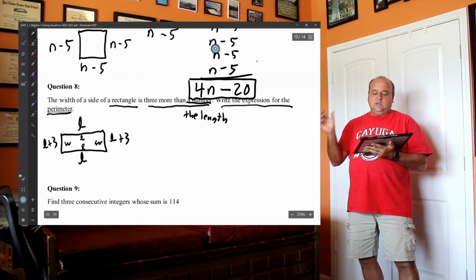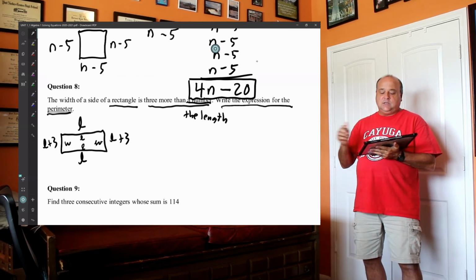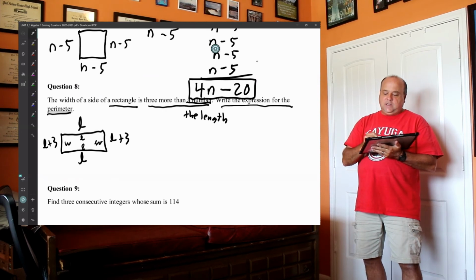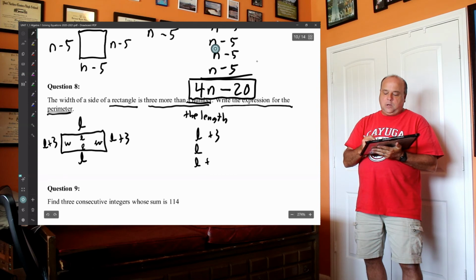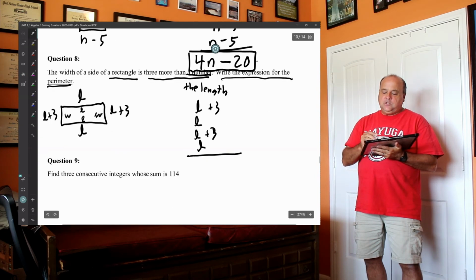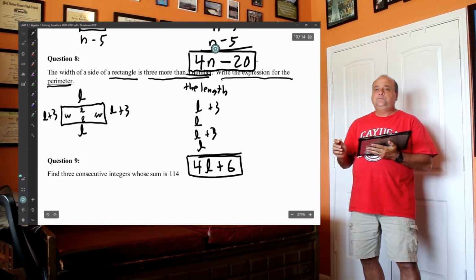The width is 3 more than the length, so that gives us this picture, doesn't it? So we're going to stack them all up, L plus 3, and then we have an L, L plus 3, and an L, and we're just going to add them. So we have 4 lengths, plus 3 plus 3 is 6, that would be the perimeter.